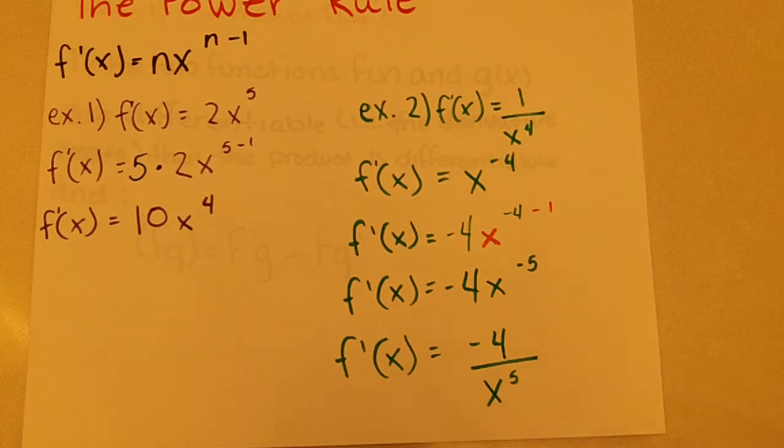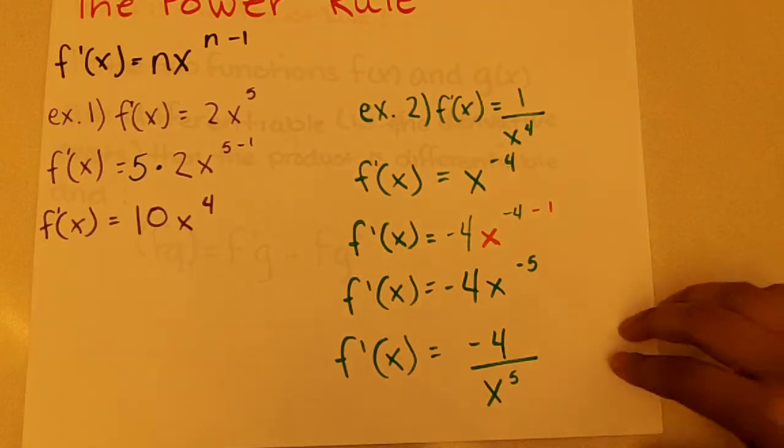In the second example, you have f of x equals 1 over x to the 4th, and you can make this x to the negative 4th power. You do the same thing you did in the first example: you bring the negative 4 down, which gives you negative 4x, and then you subtract 1 from the exponent of negative 4, which gives you negative 4x to the negative 5th power. You can simplify this as negative 4 over x to the 5th.